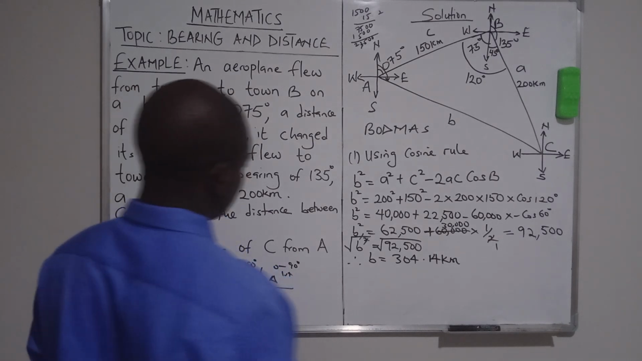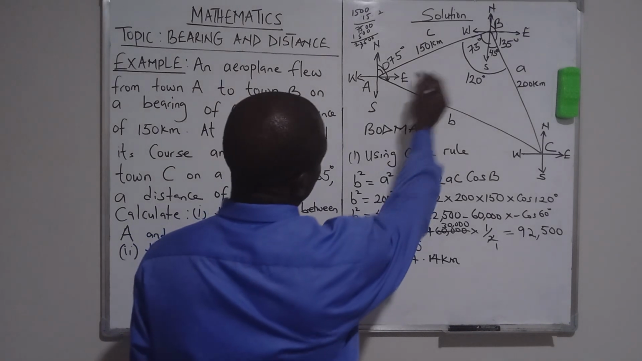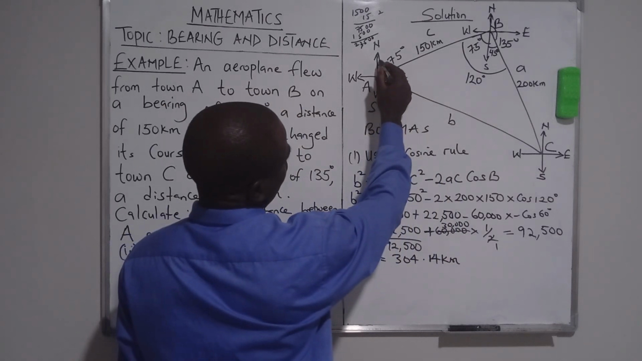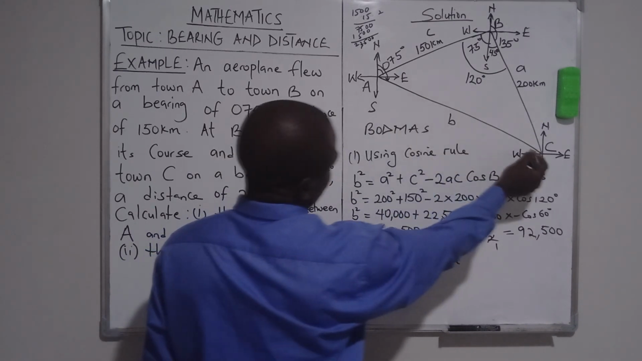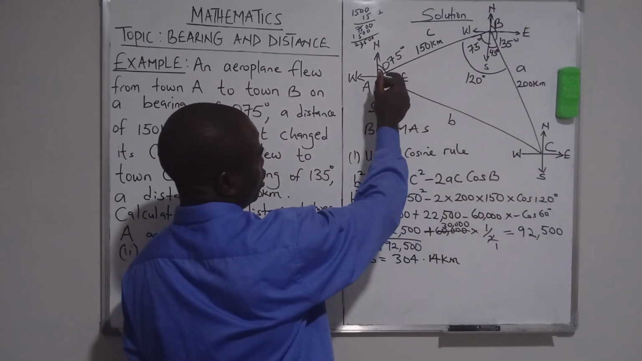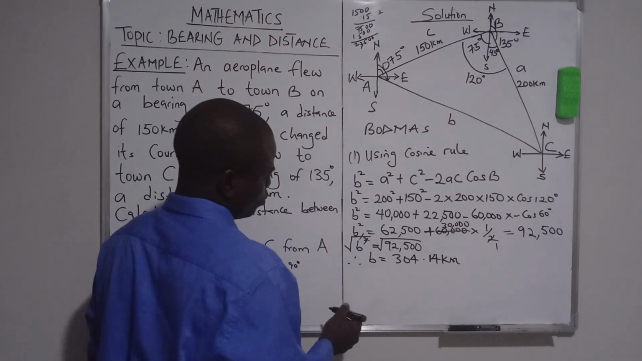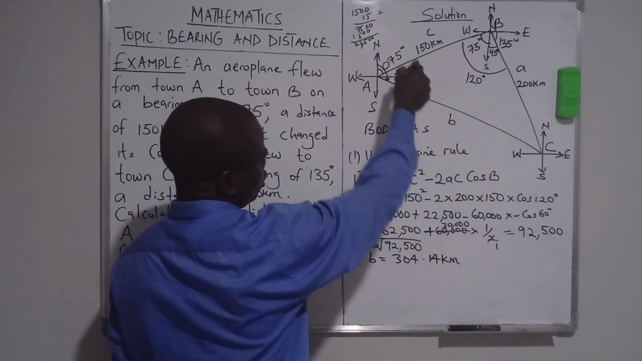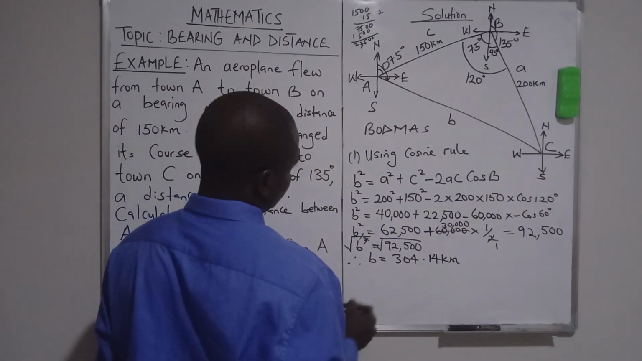Now the second part, which is the bearing of C from A, means what it takes to turn from the north to this line to get to C. That's the bearing of C from A. From means where, from the source. When I say from, it's from that particular point to turn to the line to get to C. I use the sine rule.